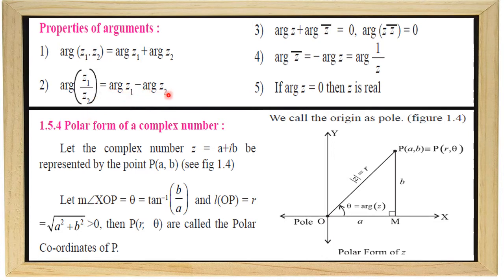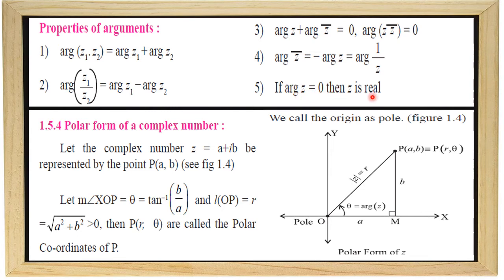Third one, argument of Z plus argument of Z conjugate is equal to 0, and argument of Z into Z conjugate is equal to 0. That is, the sum of the arguments of Z and Z conjugate, and also the argument of the product of Z and Z conjugate, is equal to 0. Then argument of Z conjugate is equal to minus argument of Z, which is equal to argument of 1 upon Z. All these quantities are equal. And if argument of Z is equal to 0, then Z is a real number.